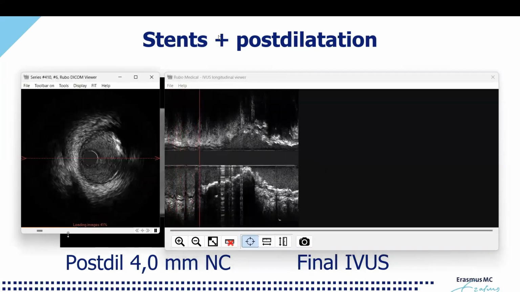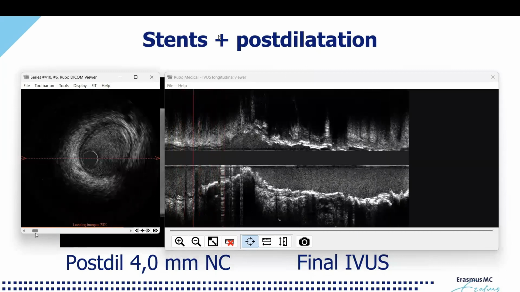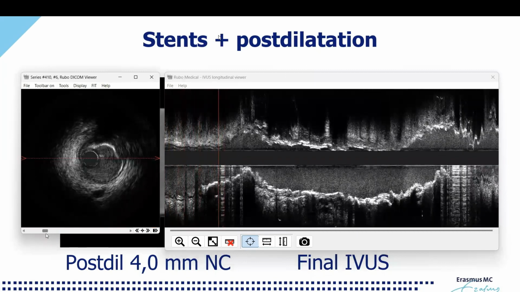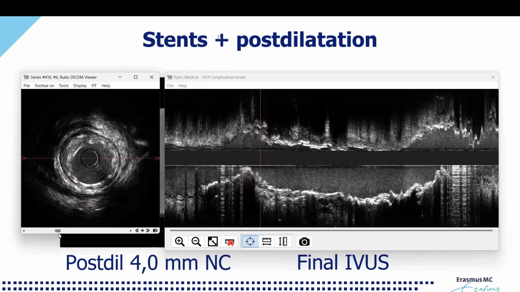Still no questions. Yeah, there is one question. We'll get to that in a second. There's a question about sizing. Okay, then here we have the stents.